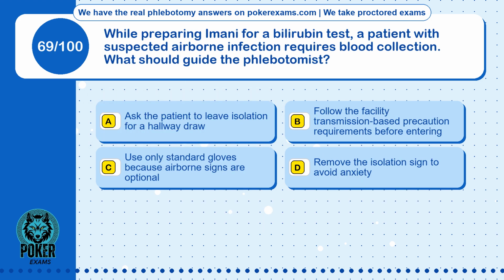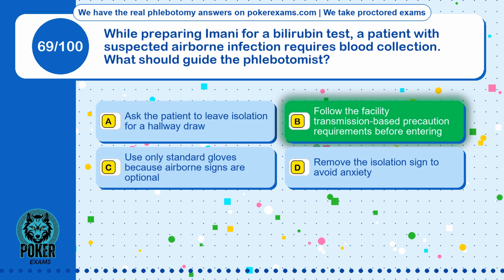Question 69. While preparing Imani for a bilirubin test, a patient with suspected airborne infection requires blood collection. What should guide the phlebotomist? Option A, ask the patient to leave isolation for a hallway draw. Option B, follow the facility transmission-based precaution requirements before entering. Option C, use only standard gloves because airborne signs are optional. Option D, remove the isolation sign to avoid anxiety. The correct answer is option B. Follow the facility transmission-based precaution requirements before entering.